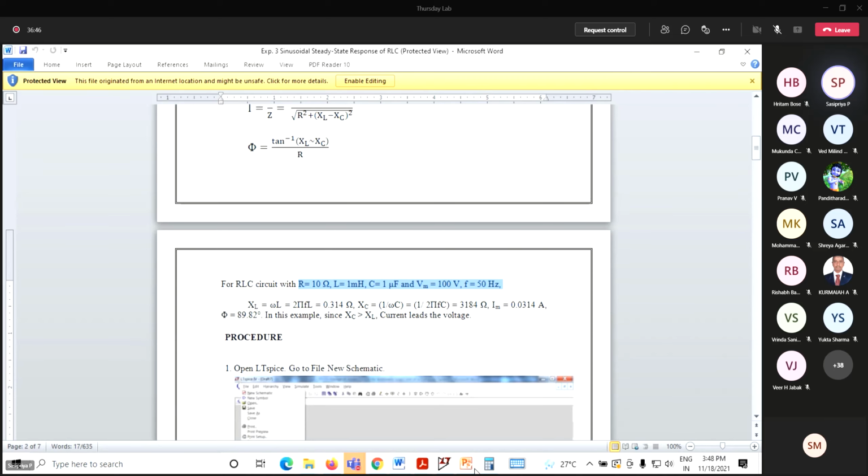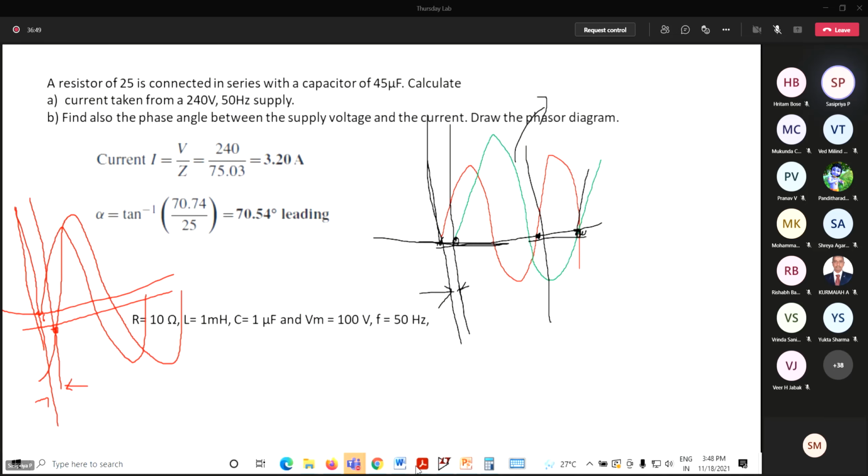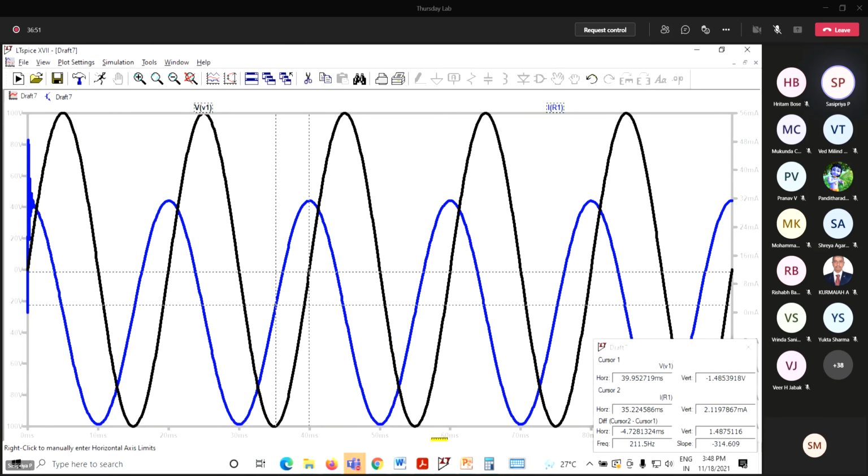Okay. So today we have simulated 3 circuits. Any doubt in that? Series RL circuit, series RC circuit, and then series RLC circuit. So you can have a common procedure. For only one circuit, you can write the detailed procedure, and then for the remaining 2 circuits, you can just attach your final screenshots of the waveforms. So 3 circuits we have simulated.